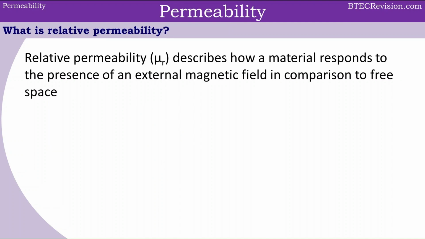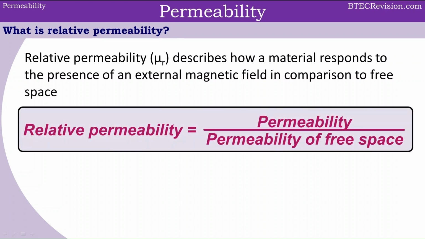Next, we can look at what relative permeability is. Mu R for short, it describes how a material responds to the presence of an external magnetic field in comparison to free space. We can calculate relative permeability with this equation, which is equal to permeability divided by the permeability of free space. The short form is mu r equals mu divided by mu naught, where mu naught is a universal constant equal to 4 pi times 10 to the power of minus 7 henries per meter.